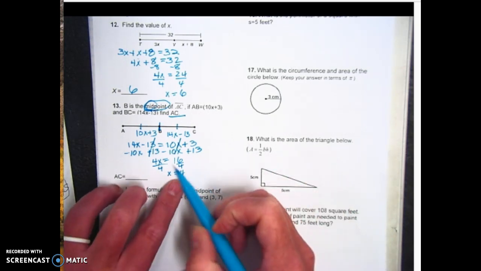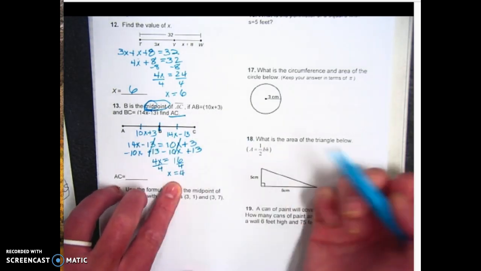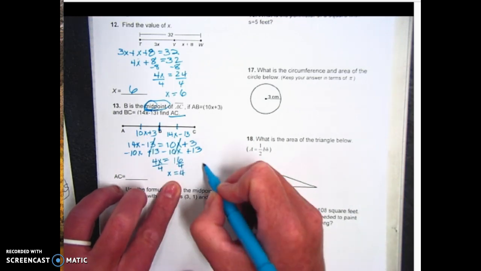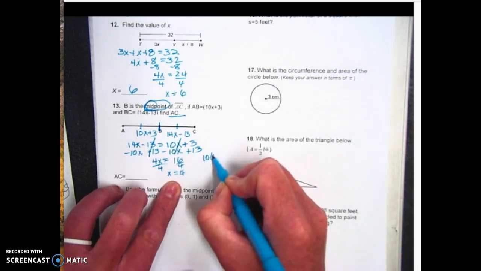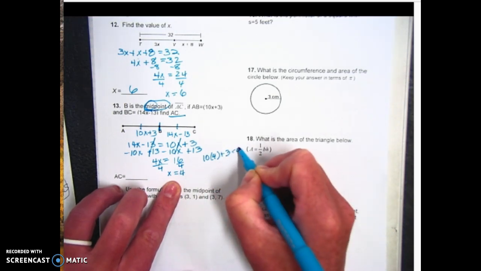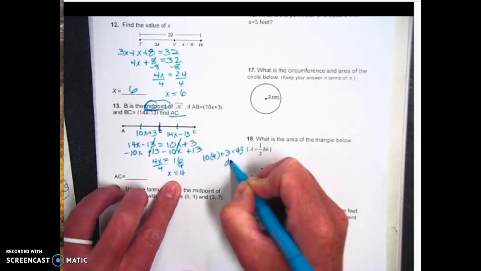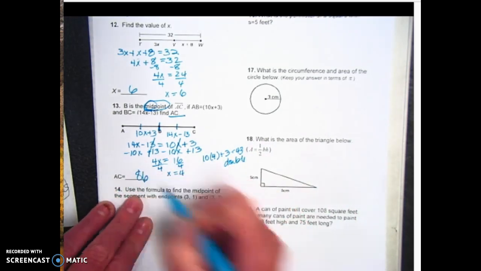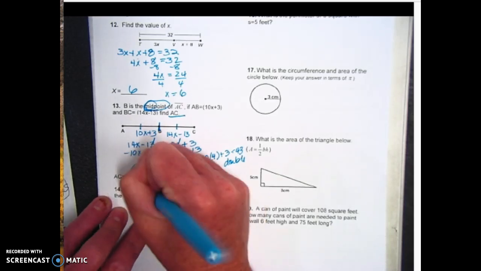So we have to take that number and plug it back in. Since they're equal or congruent, it doesn't matter which one we use. So I'm going to pick the easier one, which is that one over there. So I go 10 times 4 plus 3. So 43. And then I just need to double it. So that's what, 86? 86 is the final answer.